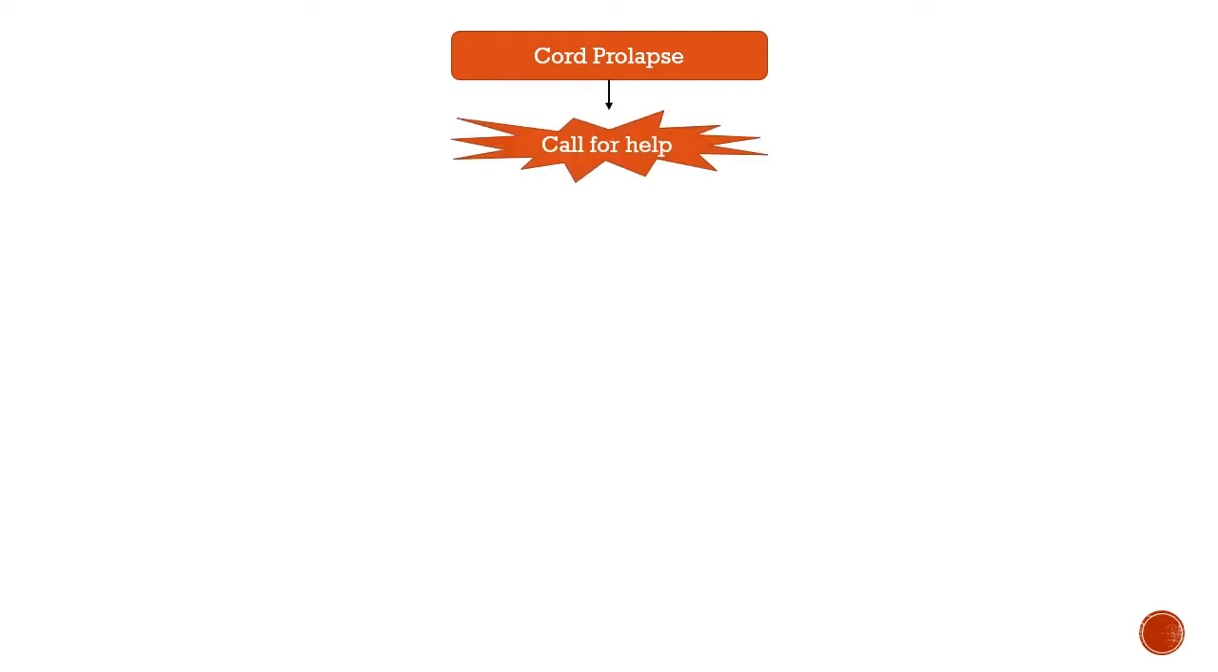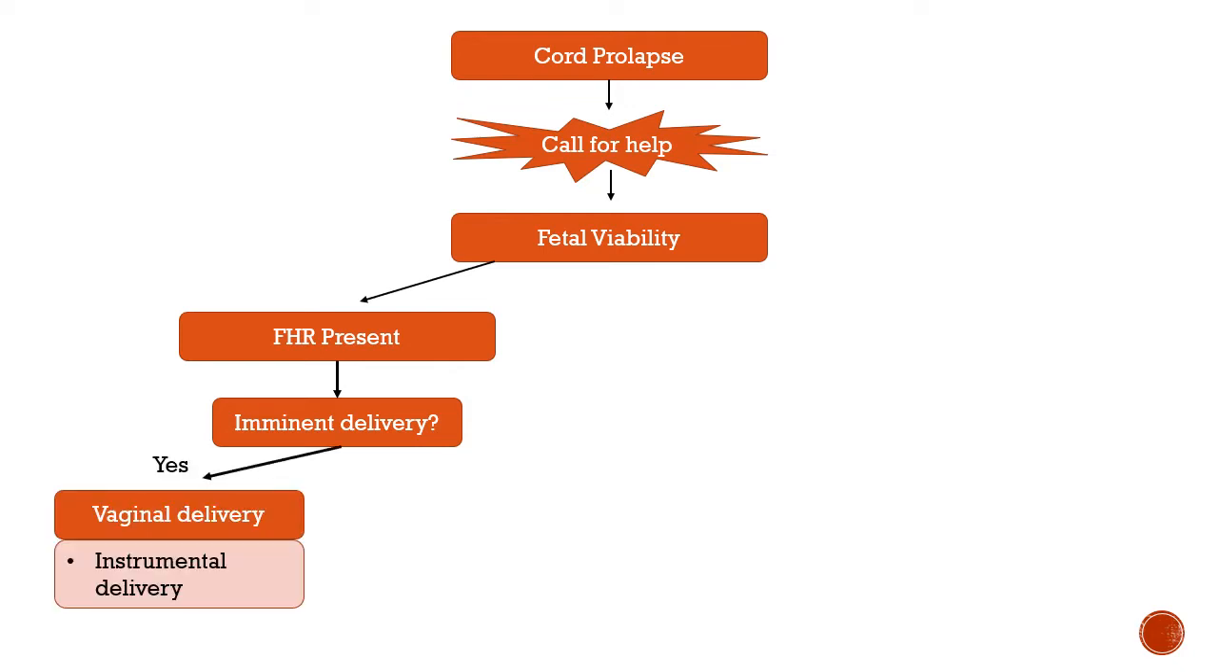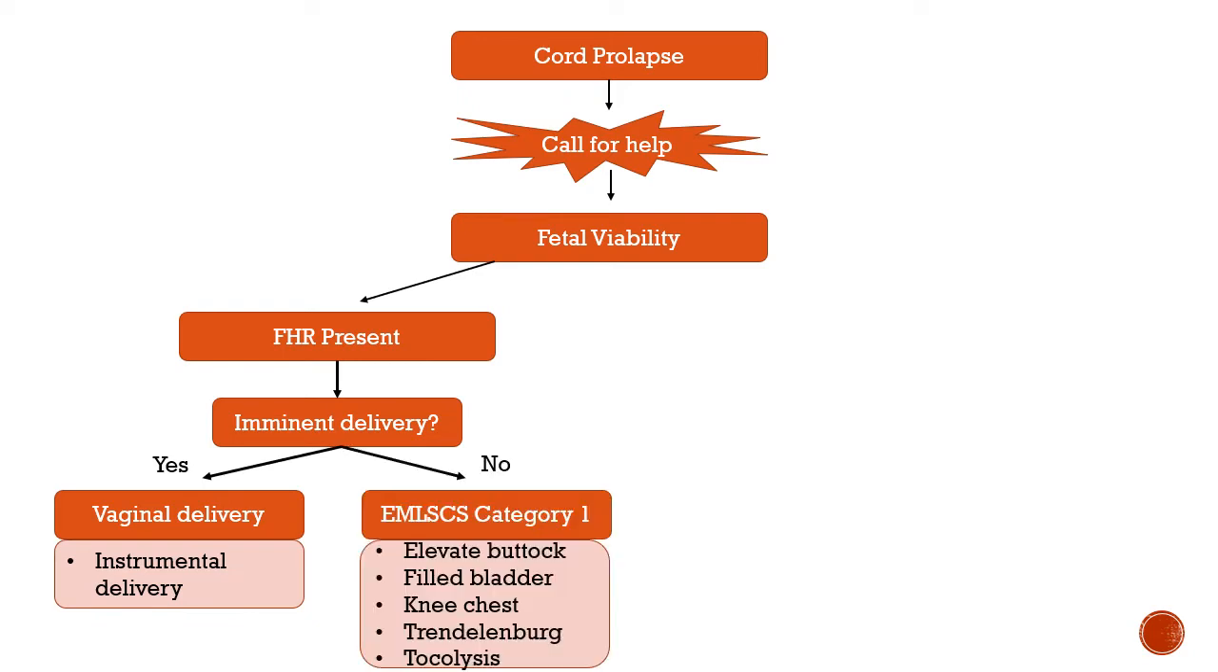So let me go through cord prolapse with you. If you have a patient with cord prolapse, first you call for help, then you do an early assessment of whether the fetus is still viable or not. If the fetal heart rate is still present, is it an imminent delivery? Can you deliver the patient immediately vaginally? If yes, you proceed with vaginal delivery, and most of the time it will end up as an instrumental delivery.